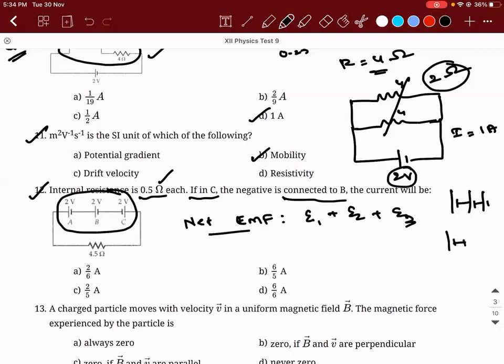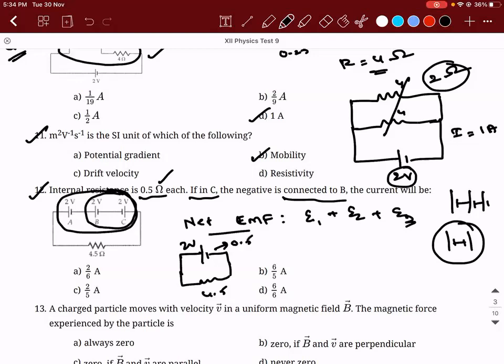Whereas, if I take something like this, I will call this also series. But instead of adding, I should subtract. So, which two will get nullified? B and C will nullify each other. So, what will be the equivalent circuit? 4.5, this 2 volt, and there is an internal resistance of 0.5 ohm. So this internal resistor and external resistor can be treated as a series combination. So it is a 5 ohm resistor that is connected across a 2 volt cell.